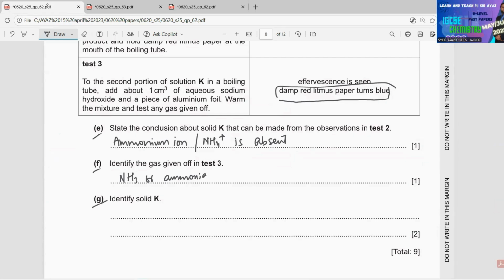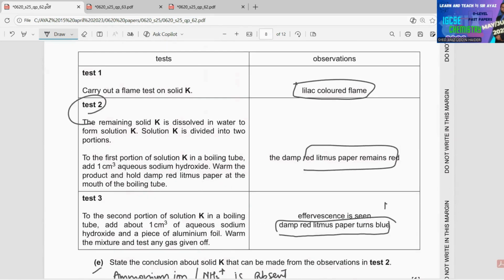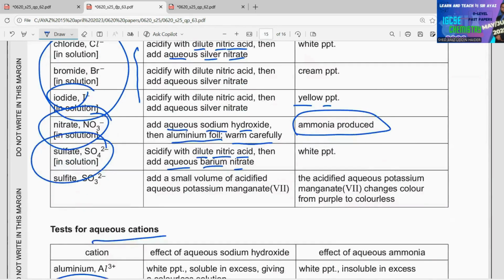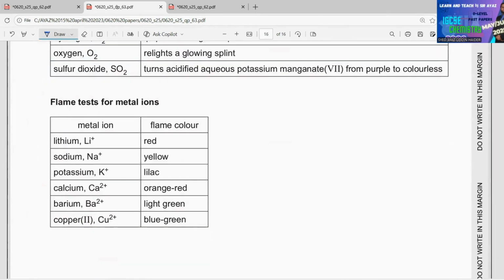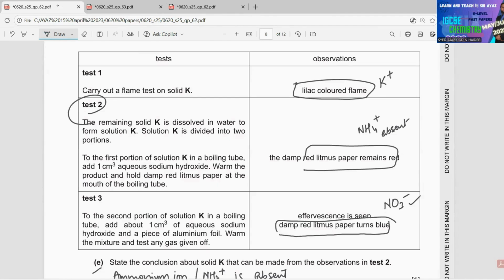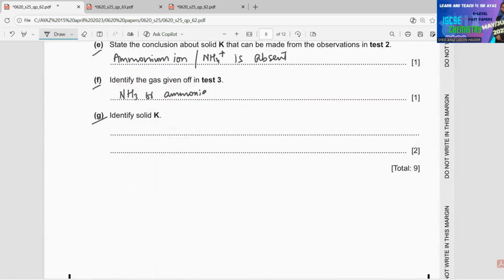G. Identify solid K. So if you look at the details so far, we have nitrate ion, NO3−, present, and NH4+ absent. What about the lilac color flame? If you look at the flame test color, lilac color is for the potassium ion. So it must be having K+ ion. So you're going to write K+ and NO3−. Or you can even write the name, that will be potassium nitrate.